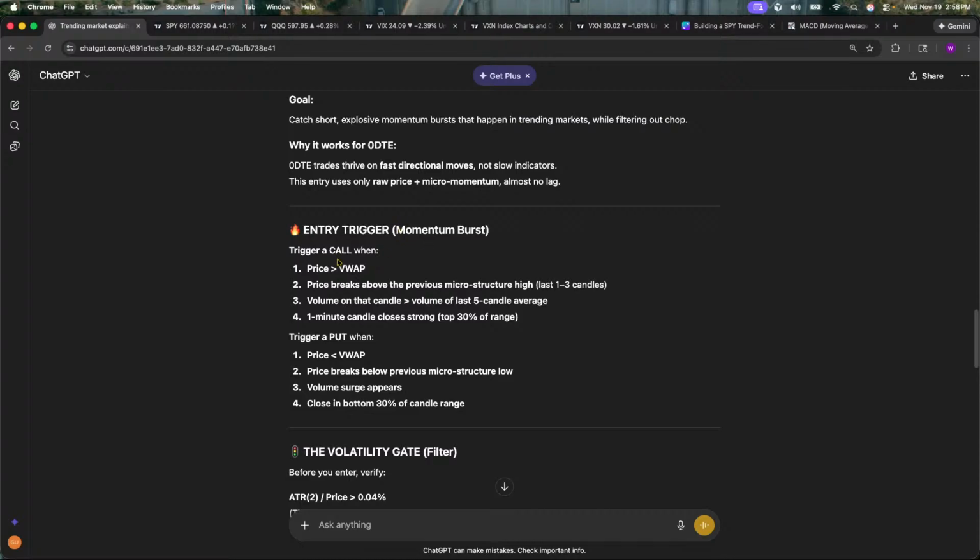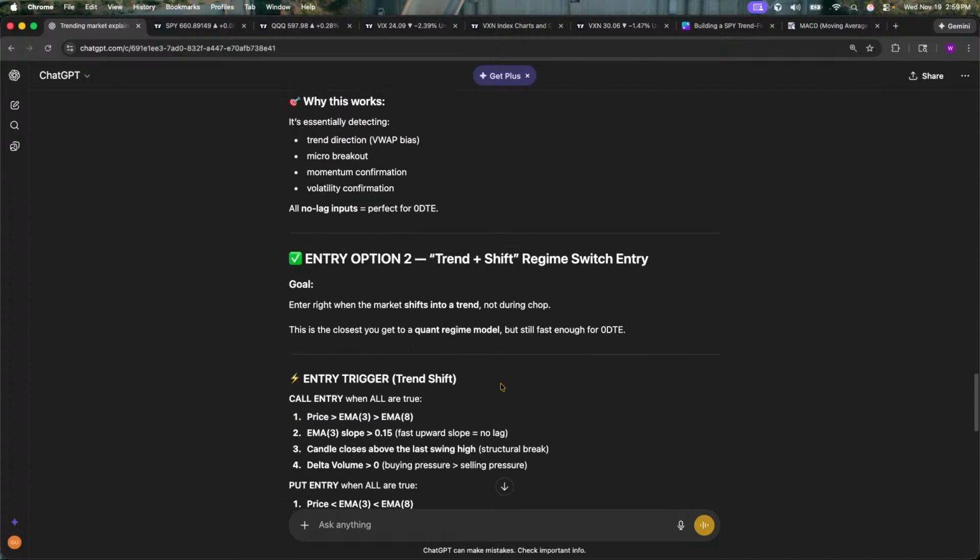It's using VWAP with a 1 to 2 minute lookback, right? And then we're having volume match with it. So it's saying, I don't just want the price to move, but I also want to make sure we have volume with it, and the volume has to be strong, the top 30%, right? And for the put, it's the inverse. We want to make sure the price is less than the VWAP, and then the volume surges behind it, and it closes at the bottom 30%, right?